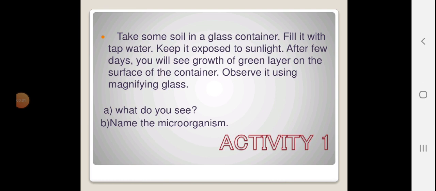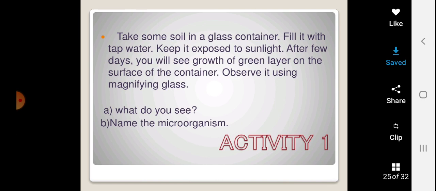Students, here you can see activity 1. Let's see how that works. Take some soil in your glass container, fill it with tap water, and keep it exposed to sunlight. After a few days, you will see the growth of a green layer on the surface of the container. Observe it using a magnifying glass. Now, what do you see?